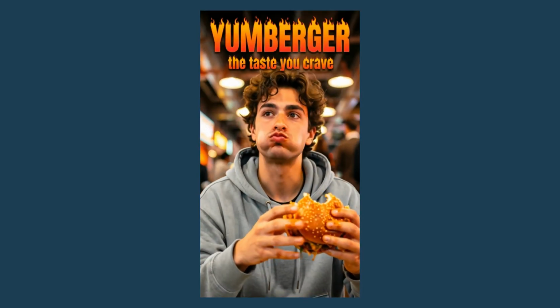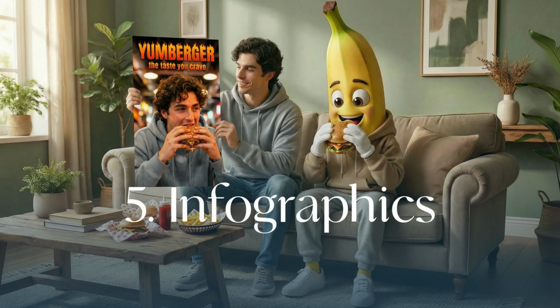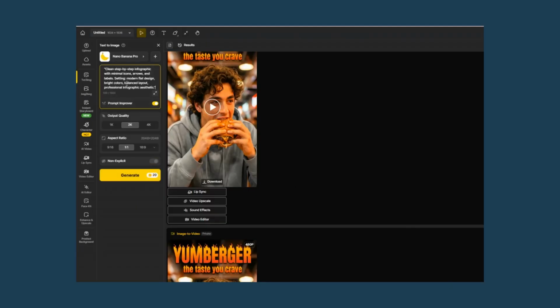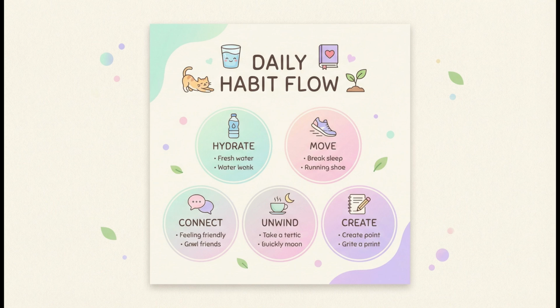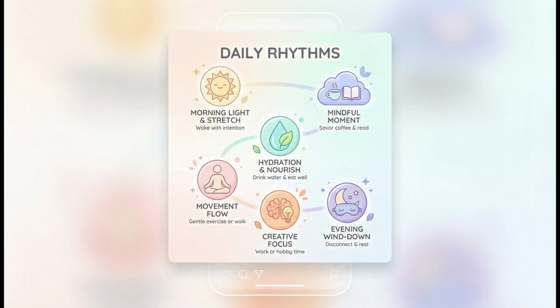Infographics are next. Nano Banana Pro can turn any concept into a clean, step-by-step graphic with icons, arrows, and simple labels. You can also make lifestyle infographics like daily habit checklists with smooth pastel layouts. These are perfect for social media content or educational posts.